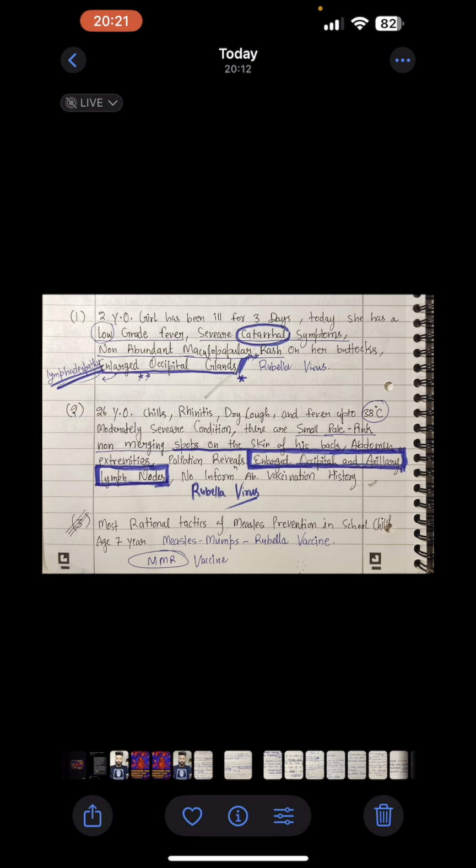So let's start. First patient says he has been ill for 3 days and today he has a low grade fever, catarrhal symptoms, non-abundant maculopapular rash on her buttocks and enlarged occipital glands. Remember about it guys, when the occipital lymph nodes are enlarged, this is a typical finding for the rubella virus. So let's see the next patient.